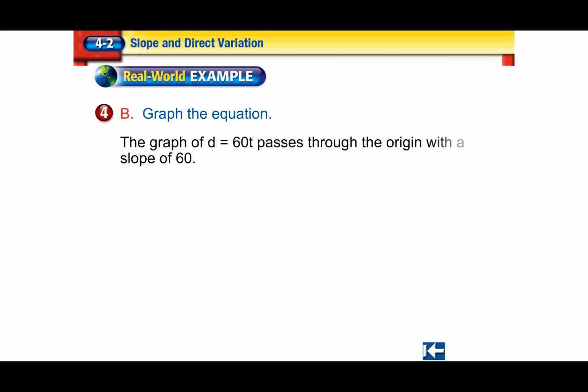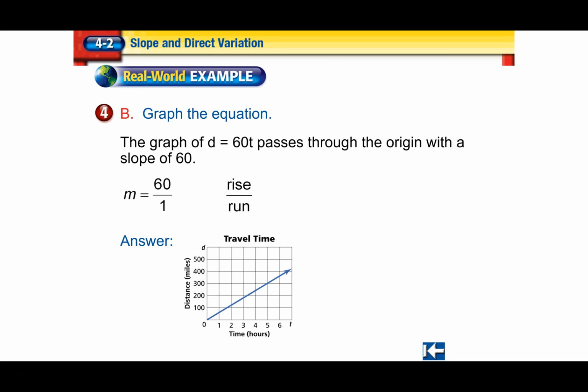Graph the equation. The graph of D equals 60T passes through the origin with a slope of 60. So we turn that into rise over run, 60 over 1. It would look something like this. The hardest part would be figuring out what numbers to use for hours. I may have done it in 50s, they did it in hundreds. It actually doesn't matter, it's just however you label them.